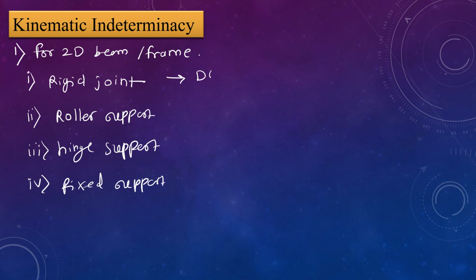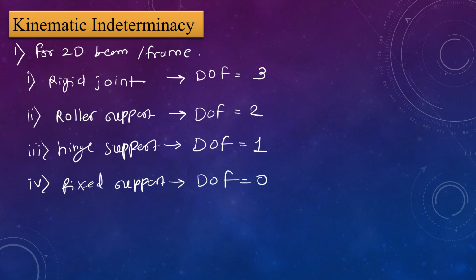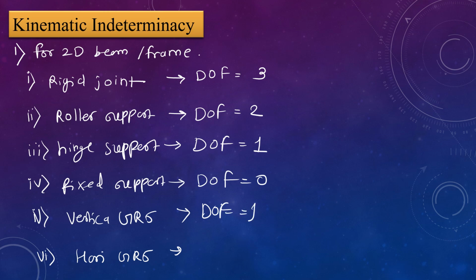Here the degree of freedom for the rigid joint is equal to 3. Then for roller, the degree of freedom is equal to 2. For hinge, the degree of freedom is equal to 1. And for fixed support, the degree of freedom is equal to 0. Similarly, the degree of freedom for the vertical guided roller support and horizontal guided roller support is 1 for both. This is one condition.